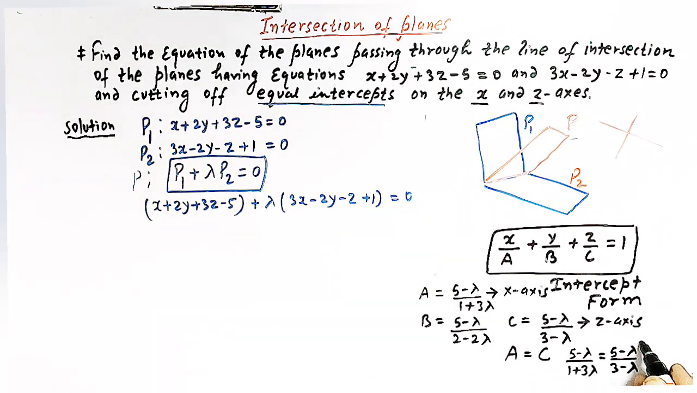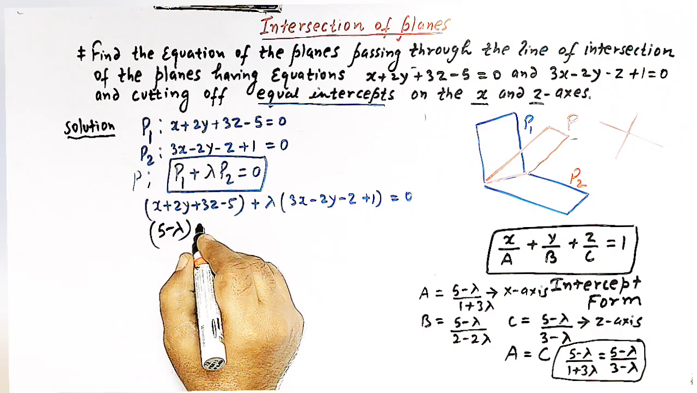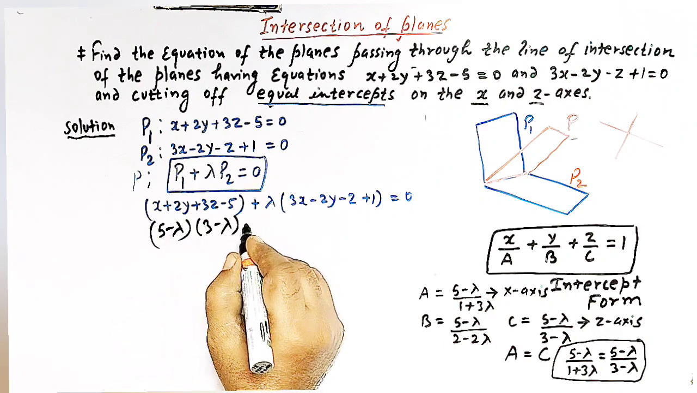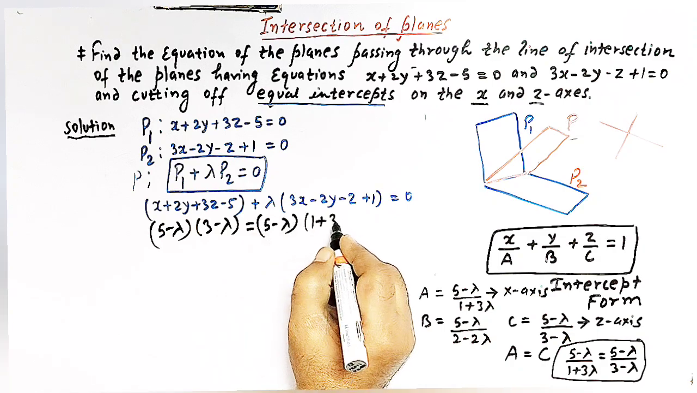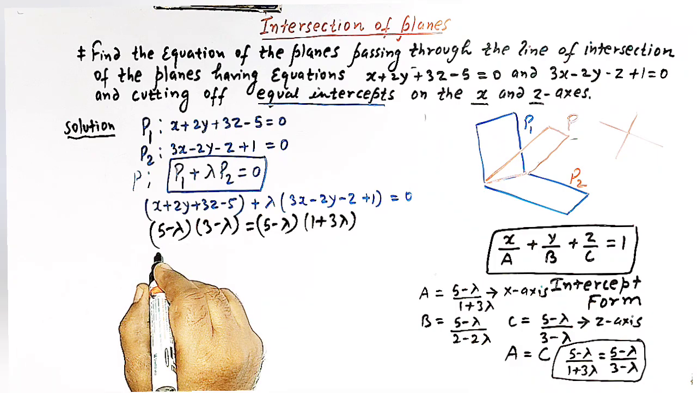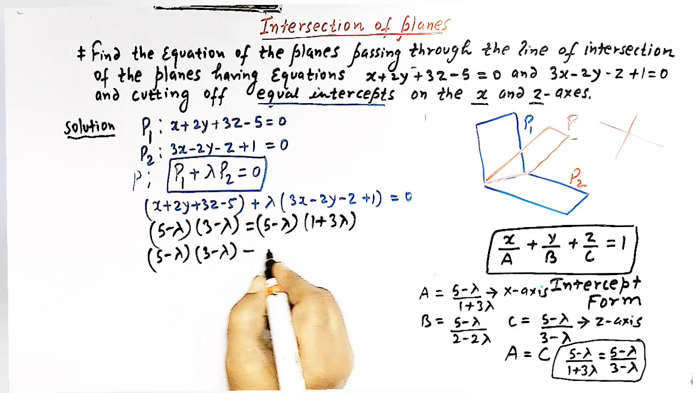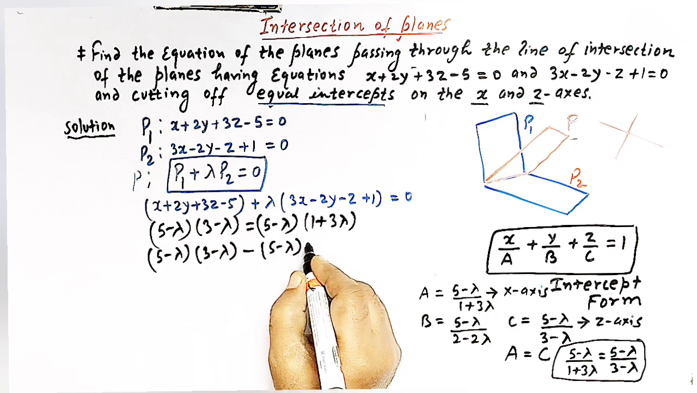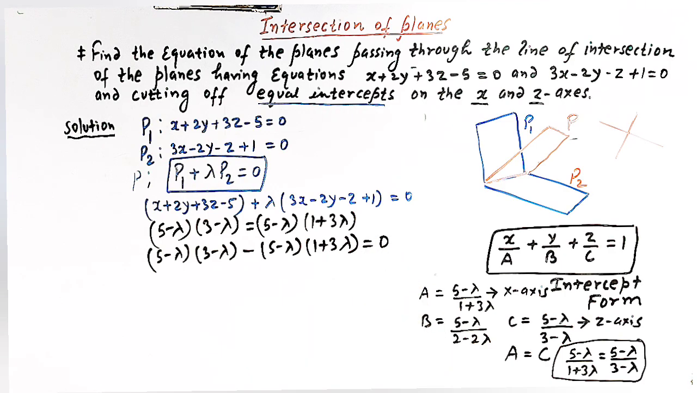So now let us solve this equation, right? Taking the cross multiplication here, we have (5 minus lambda)(3 minus lambda), and then we have (5 minus lambda), and here we have (1 plus 3 lambda). So taking this term to this side, we have (5 minus lambda)(3 minus lambda) minus (5 minus lambda)(1 plus 3 lambda) is equal to 0, right?